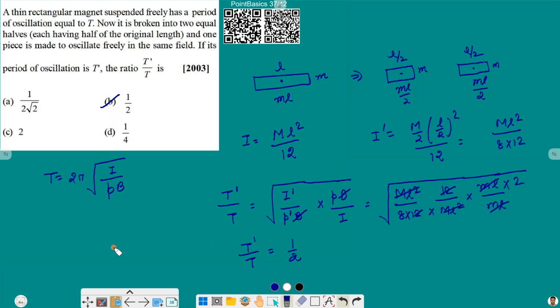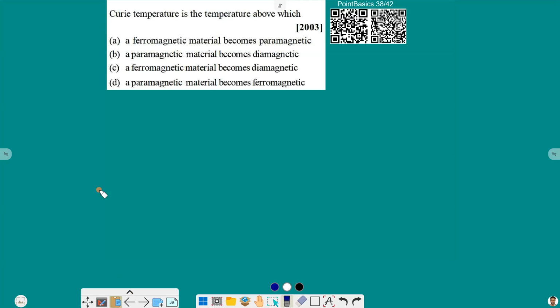Let's move to next one. Curie temperature is the temperature above which a ferromagnetic material becomes paramagnetic. So ferro to para, para to dia, ferro to dia. Option C will be the right answer here. Let's move to next one.